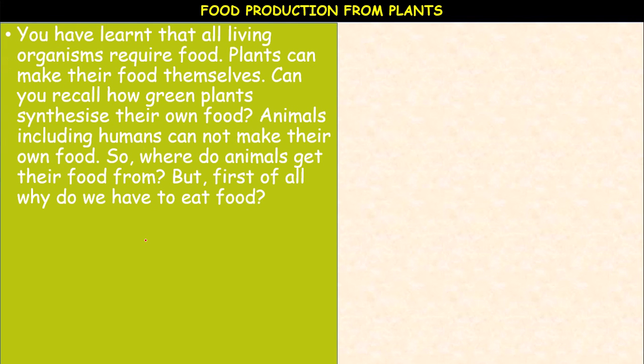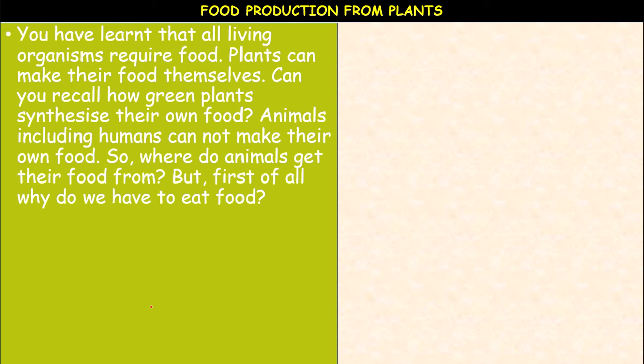So you have learnt that all living organisms require food. Plants can make their food themselves. That's why plants are called autotrophs. Can you recall how green plants synthesize their own food? Yes, by a process called photosynthesis. The green plants utilize the carbon dioxide and water in the presence of sunlight, okay, undergo a photochemical reaction and form starch. Okay.